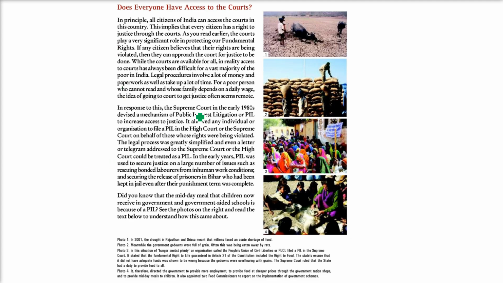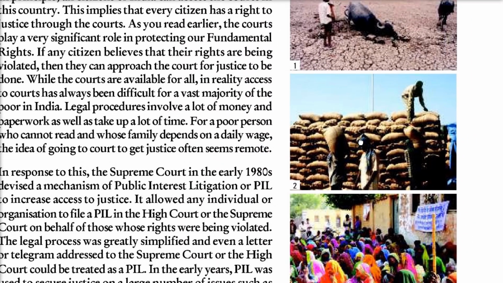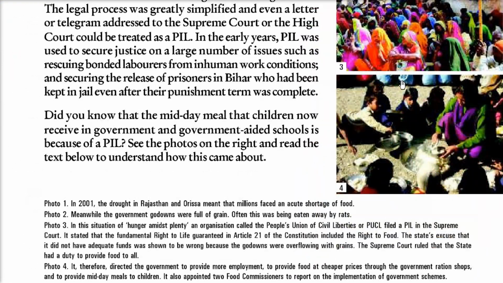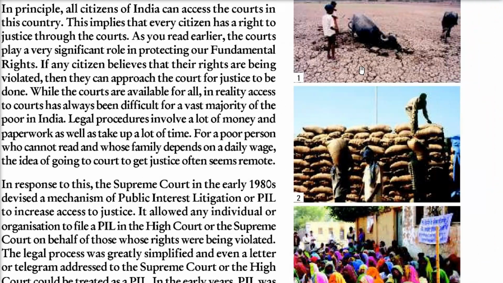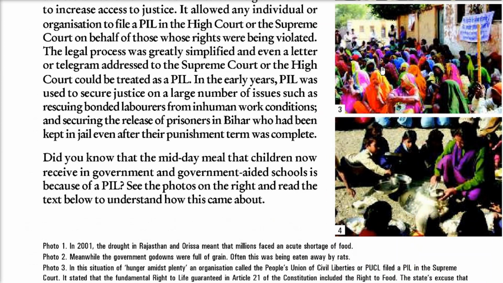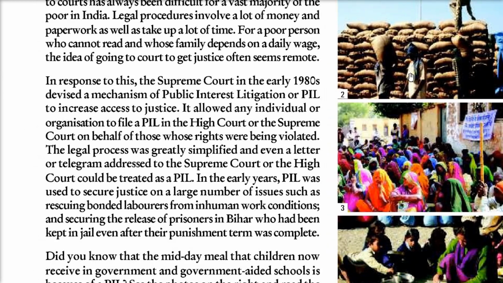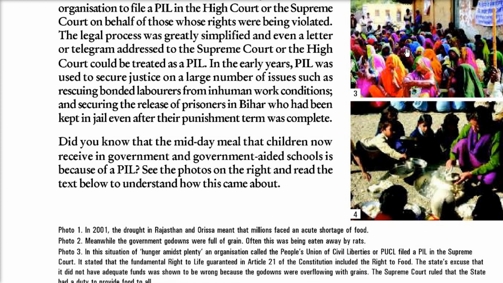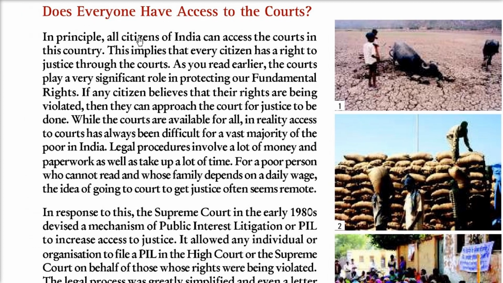So does everyone have access to court? This is a big question. Let me show you certain pictures. First picture, second, third and fourth. This is the picture from 2001, the drought in Rajasthan and Orissa. This happened, and millions faced an acute shortage of food. So what can be done about this? Even this second picture shows that the government godowns were full of grain, but it was eaten by animals or rodents. See, there was a drought, and the stuff was there, but eaten by animals.